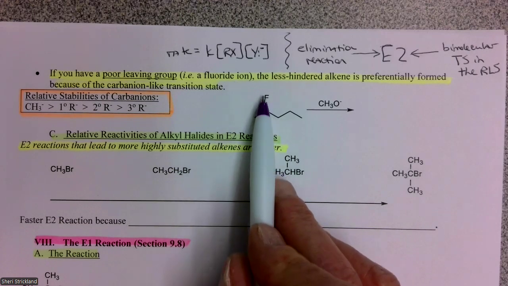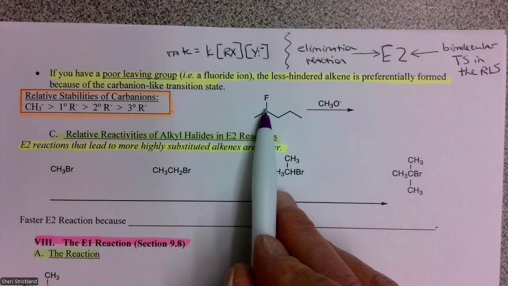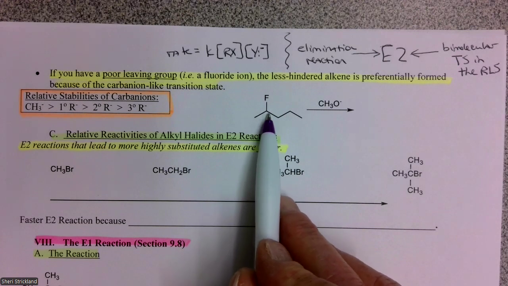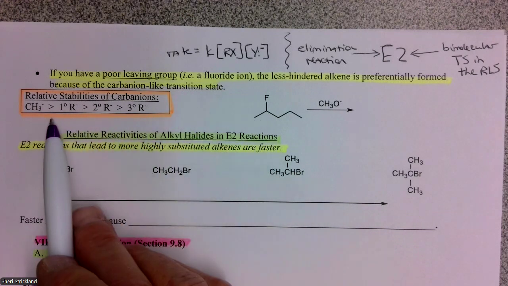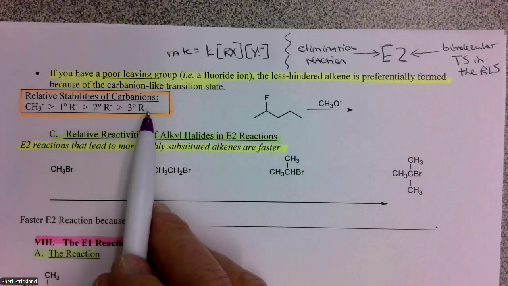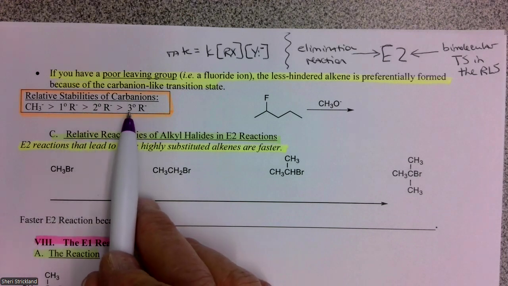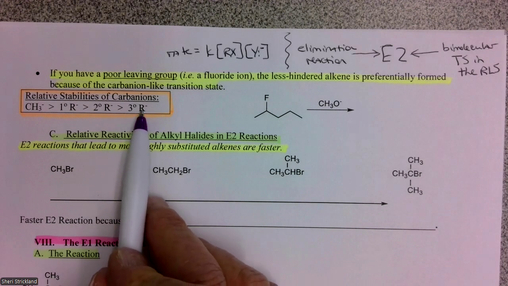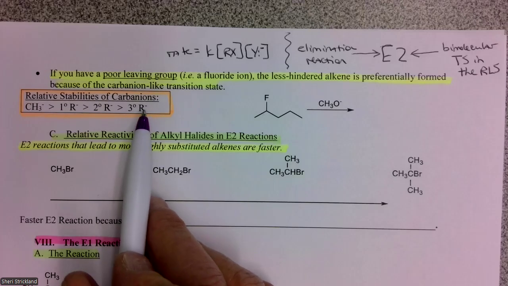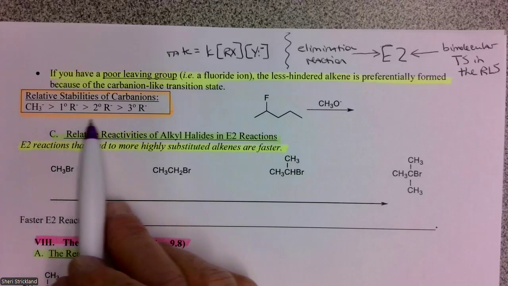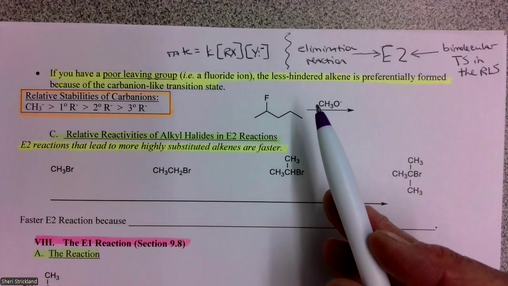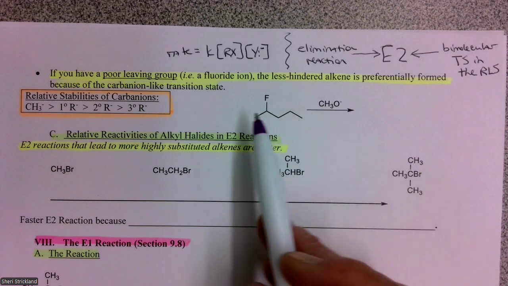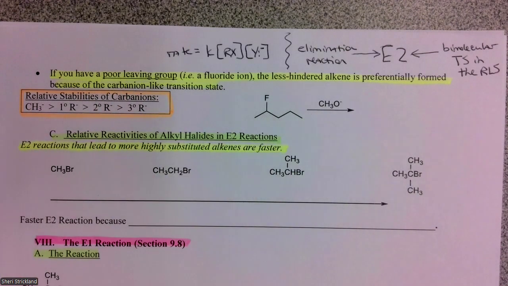And as it leaves slowly, you get a development of negative charge right here on that carbon. So that means you have a carbanion intermediate rather than a carbocation. And carbanion stability is the opposite of carbocation stability, because you don't want hyperconjugation pushing little bits of electron density into a carbon with a negative charge, because that makes it less stable, not more stable. And so for that reason, if you have a poor leaving group, you're going to form the less hindered alkene because of this difference in stability for the intermediate.